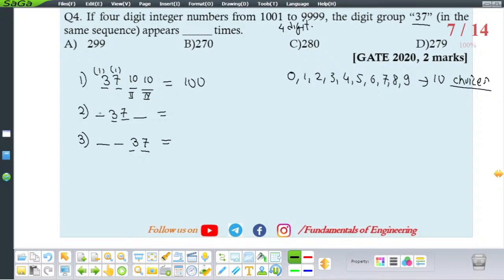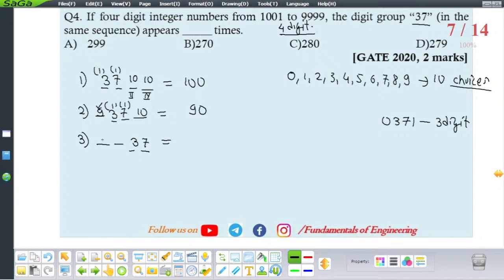So in between. Now at this position, how many? We can't write 0, because if you write 0 like this, 0371, then it will be a 3-digit number and we have to form a 4-digit number. So we can't write 0 at the first position. So here how many choices? 9, and at the last we can use 0, so 10. So 9 into 1 into 1 into 10. So how many? 90. Right.